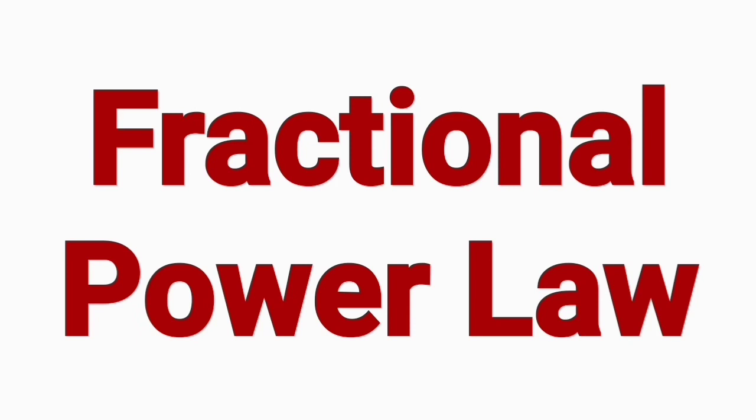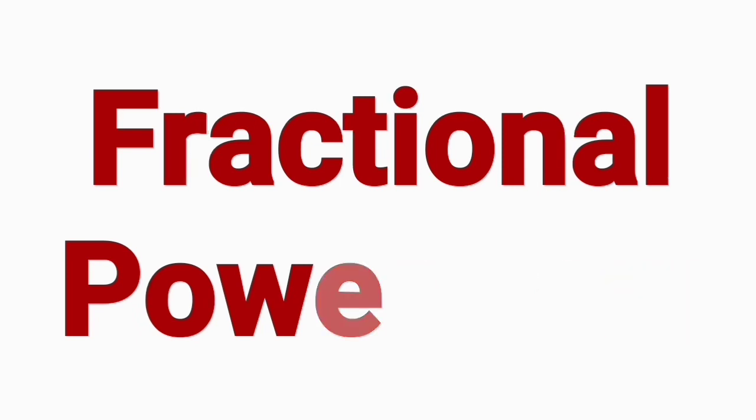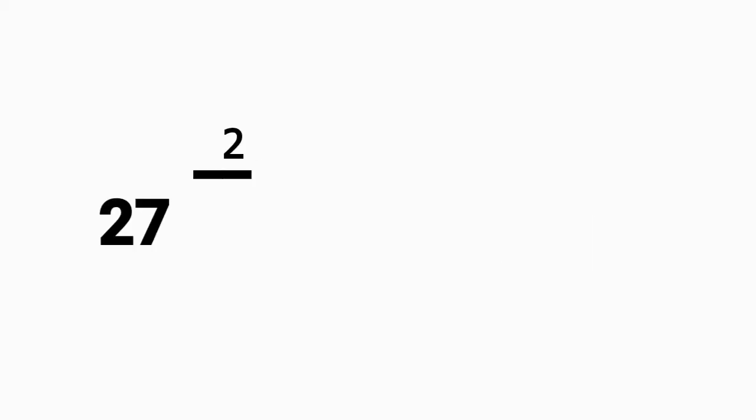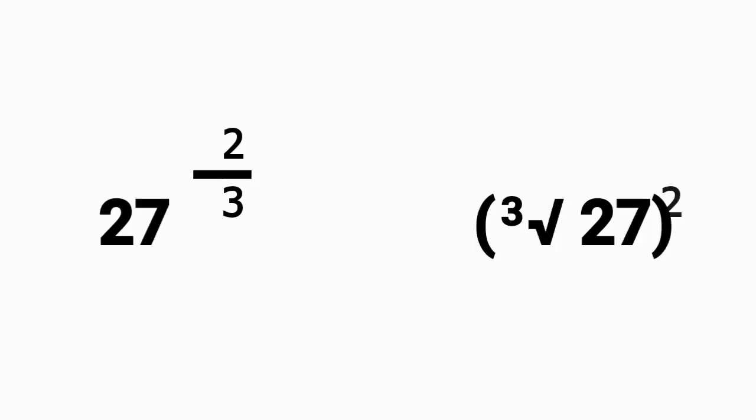Let's look at the fractional power law. Now, this law says that x raised to power a over b is equal to the b-th root of x raised to power a. For example, 27 raised to power 2 over 3 is equal to the cube root of 27 raised to power 2.